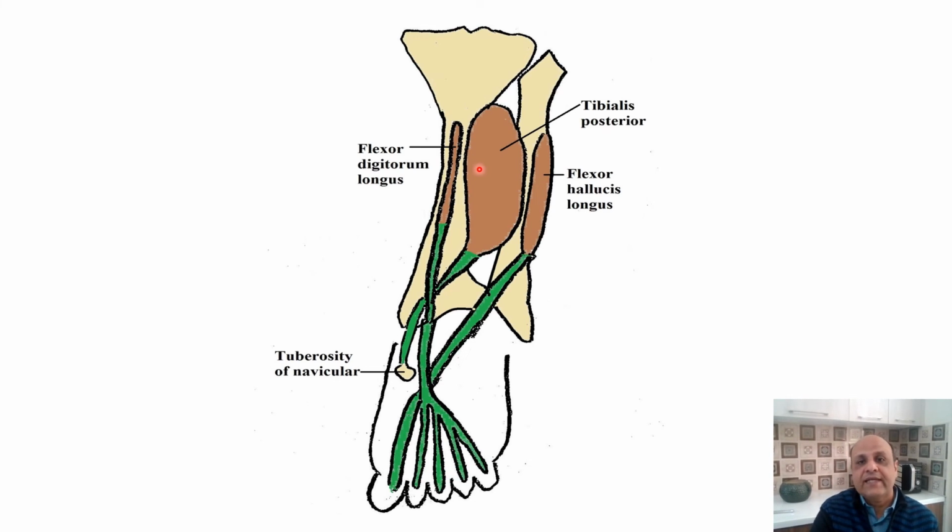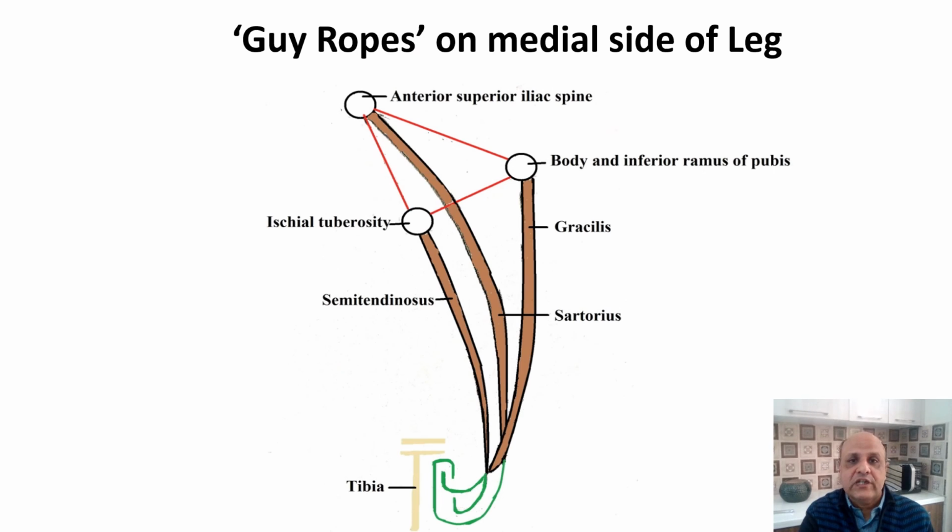Tibialis posterior arises from the interosseous membrane between the tibia and fibula and adjoining posterior surfaces of tibia and fibula, and this muscle is getting inserted into all the tarsals except the talus. The main insertion is on the tuberosity of navicular bone, and the insertion also extends to second, third and fourth metatarsals. So tibialis posterior has got a huge insertion. So this was about the insertion of the muscles of the back of the leg.